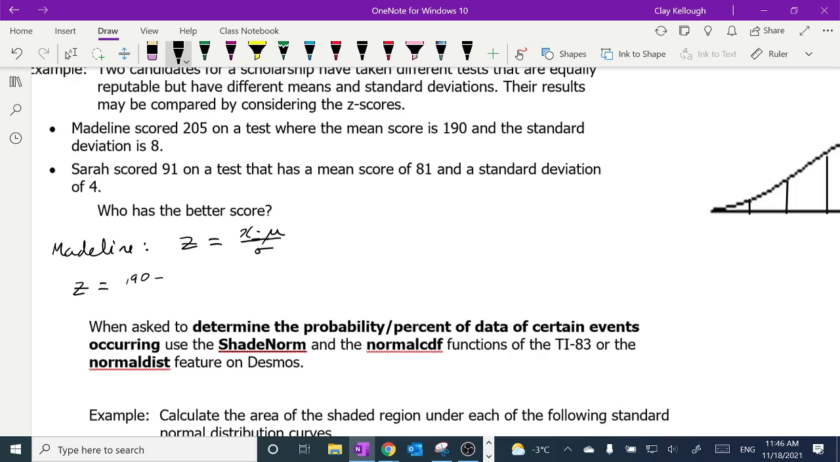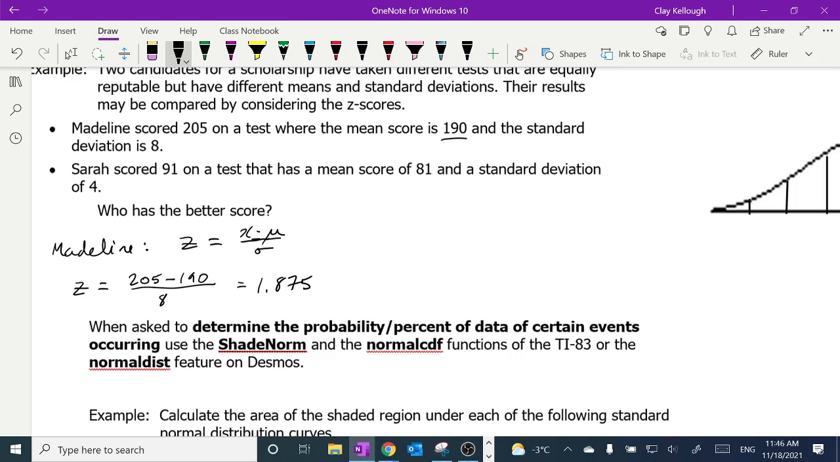So 190 minus, what was her class's average? Oh, sorry, I've got the number wrong. Madeline scored 205, that's better. Her class average was 190. She's definitely above the class average, and the standard deviation is 8. Do the math on that, and what do you get? You get 1.875.